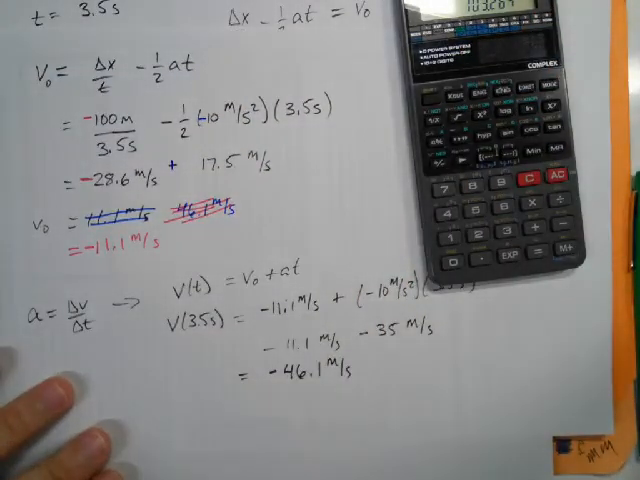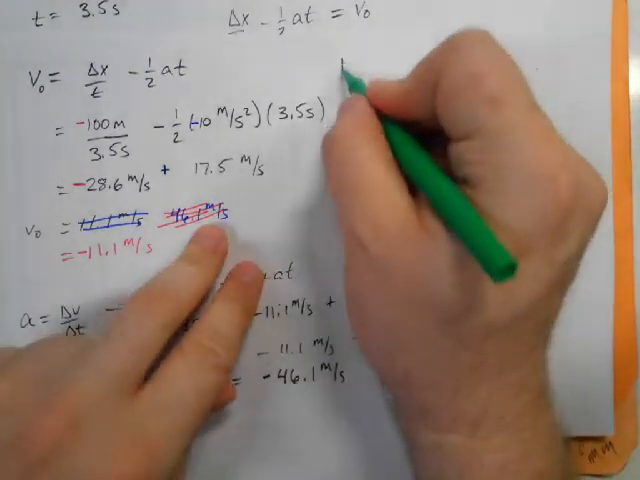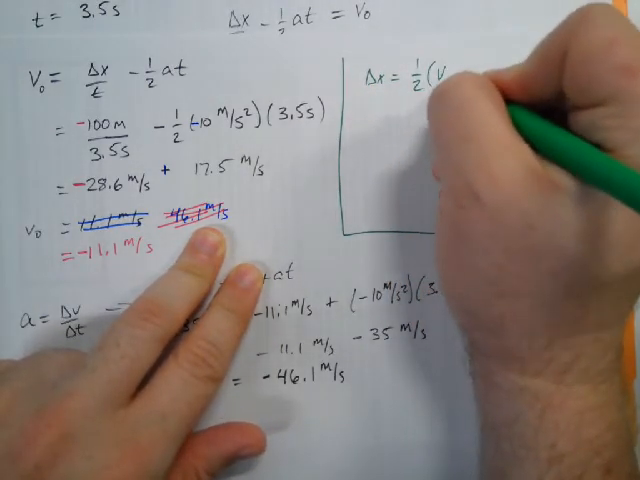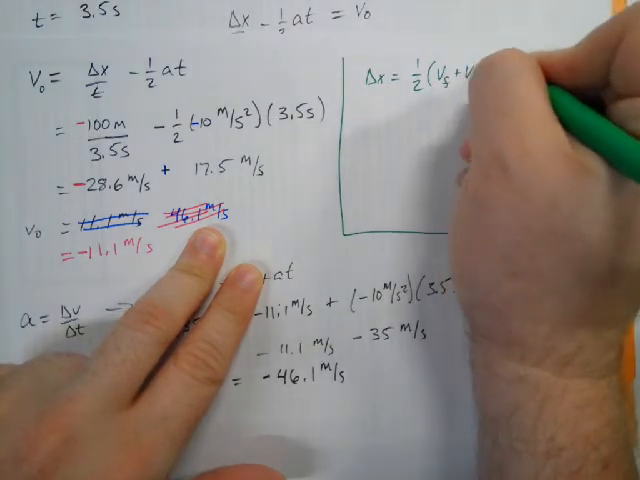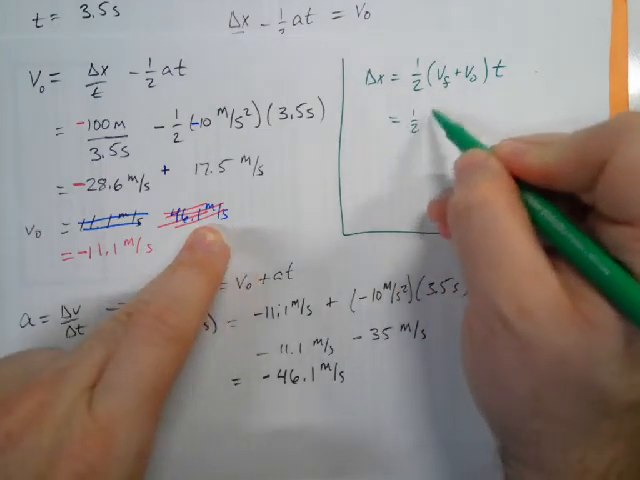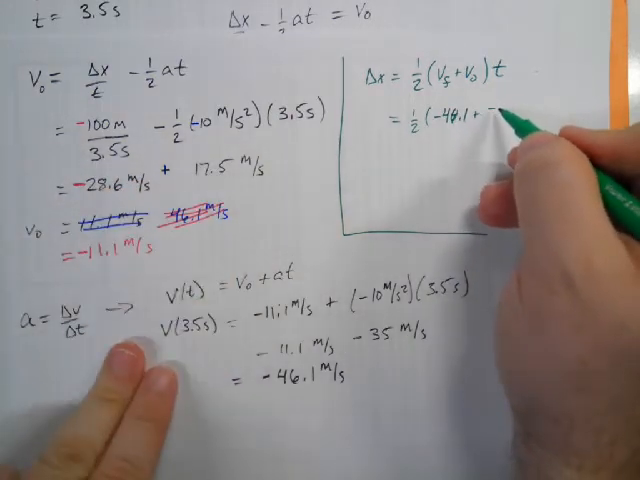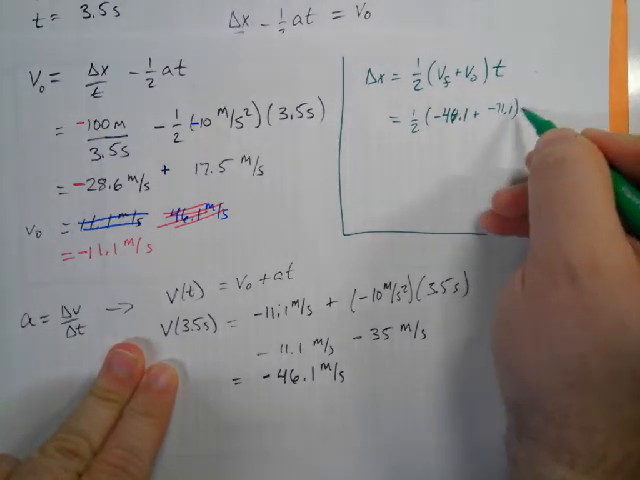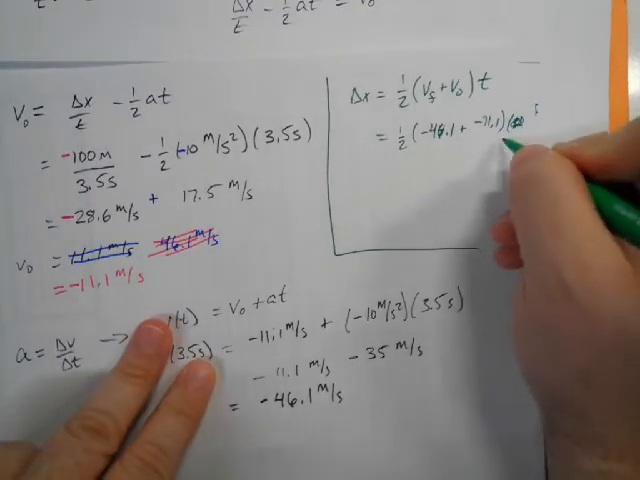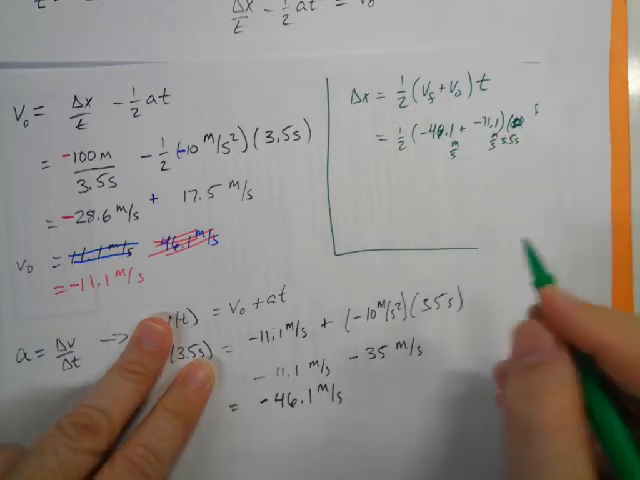And what I'm going to do is check this in green, and up here in the corner, I'm going to say, completely as an aside, delta x has to equal 1/2 times v final plus v initial, times t. I'm going to calculate what this is. So 1/2 times minus 46.1 plus minus 11.1, times 3.5 seconds. I'm running out of space, as you can see. And meters per second, so I'll get meters.